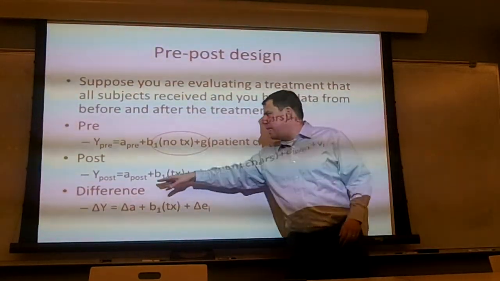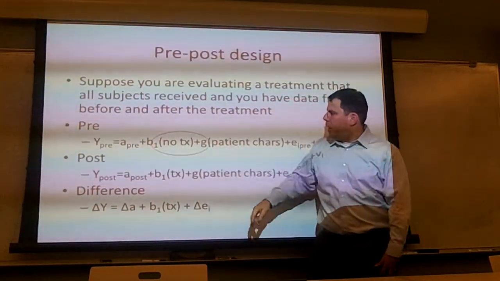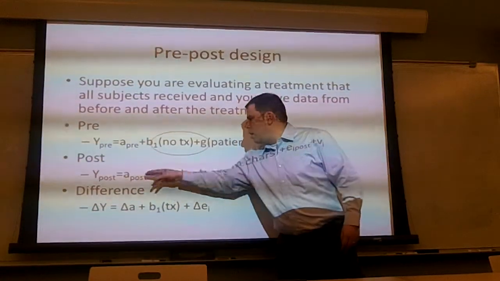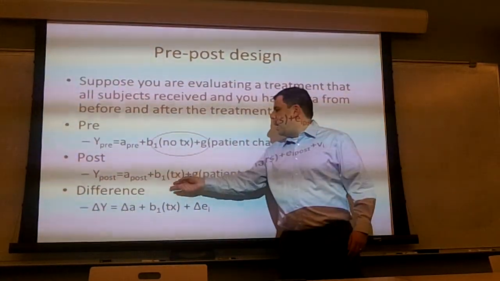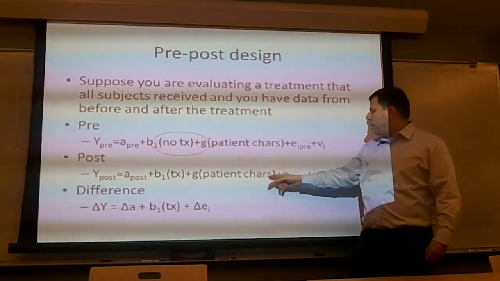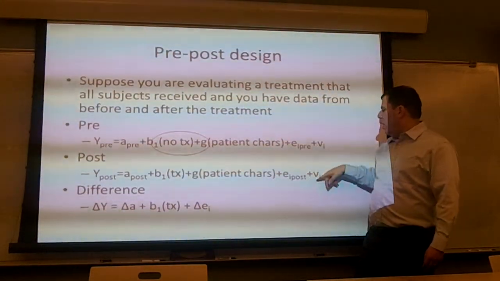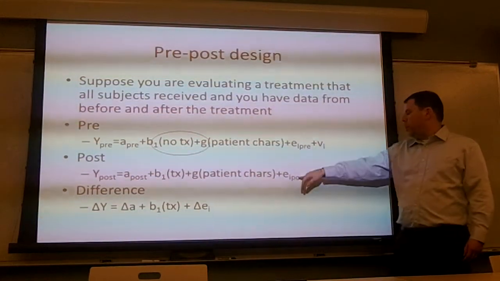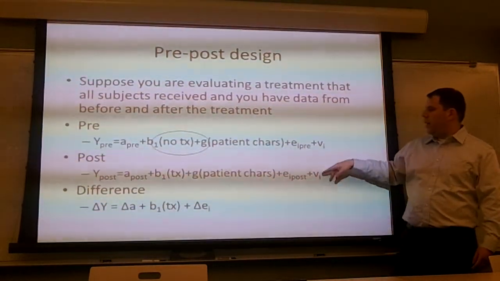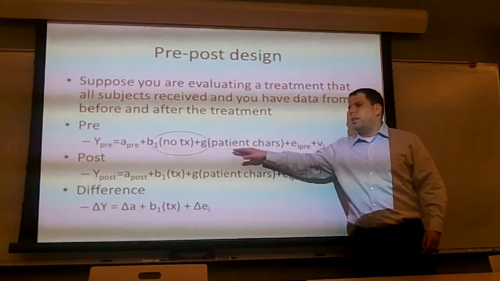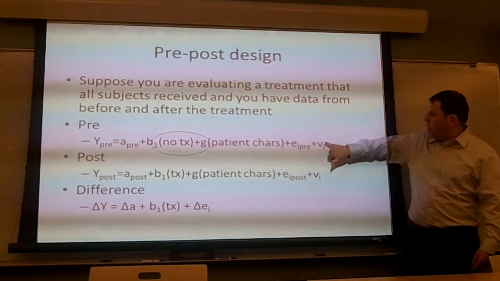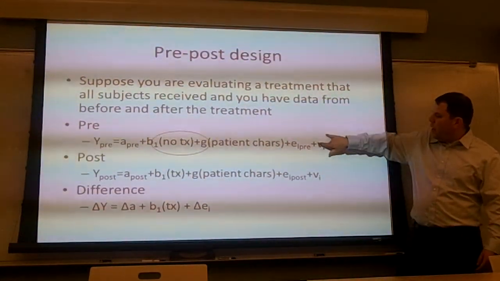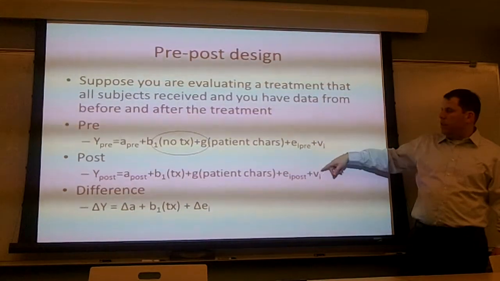In the post period, we've got the same thing. I just substituted post for pre. The post period outcome, the post period intercept. You got the treatment, that's a 1. Patient characteristics. And the time period specific error term, the person specific error term, and then the time-invariant stuff again. Again, I'm assuming these patient characteristics are time invariant. I'm specifying these v sub i are time invariant as well.